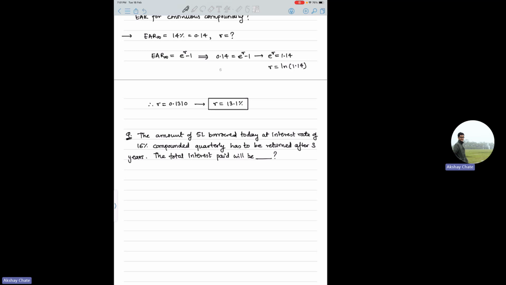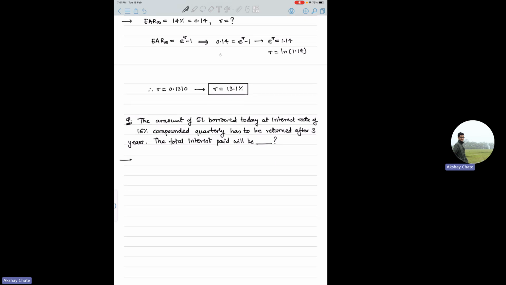So slight one step ahead. In the original question, they were just asking what is the total amount that is returned, but I am asking interest. Nothing difficult. So here you have a present value of 5 lakhs, so 5 into 10 to the power 5. R is given as 16%, so 0.16, and they're compounding it quarterly, so M is 4, right? And N is 3 because 3 number of years they are asking.